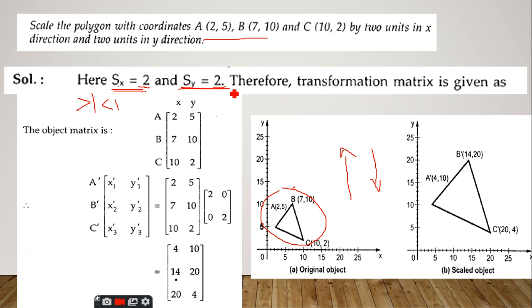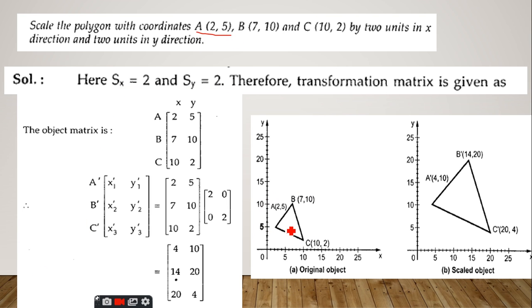Is there any idea? That means if it is greater than 1, then the size increases; less than 1, the size decreases. When Sx and Sy are 1, then it is a uniform scale. That means there is no change in the scale of a two-dimensional object. And these are the 3 points you should remember.